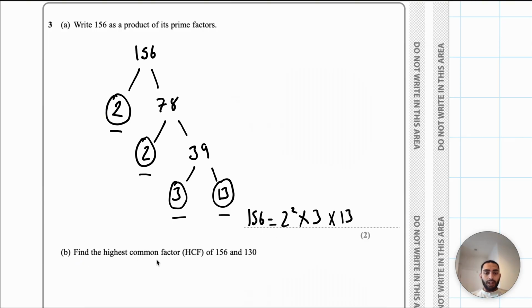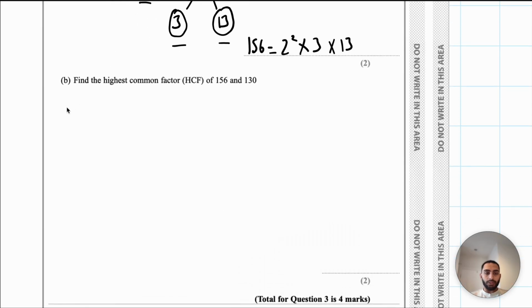Part B, find the highest common factor of 156 and 130. So we've already found the prime factors of 156, so let's use that. So 156 is equal to 2 squared times 3 times 13. And we've got 130 here. It's quite interesting. We could divide this one by 13, so that would be 13 times 10, and 10 is the same as 2 times 5.